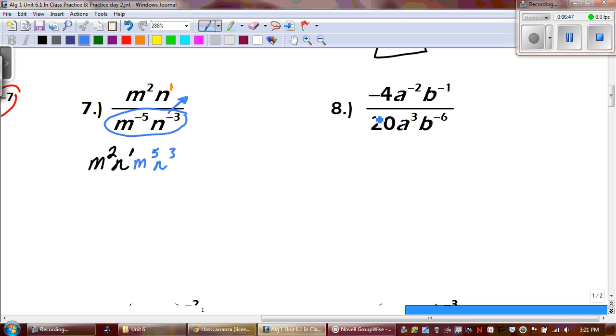Okay? And now all I'm going to do is the rules of exponents, so we're going to start combining. All right, m squared and m to the 5th gives us a total of m to the 7th. And then n to the 1st and n to the 3rd gives us n to the 4th.